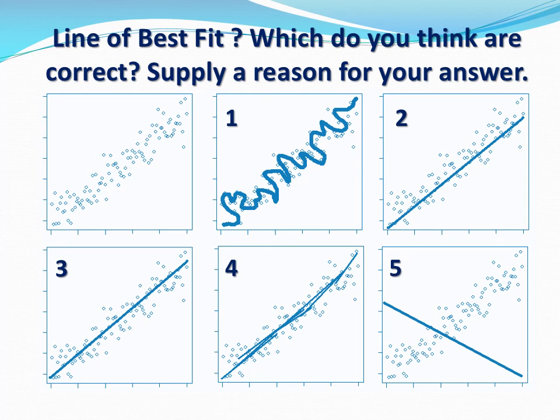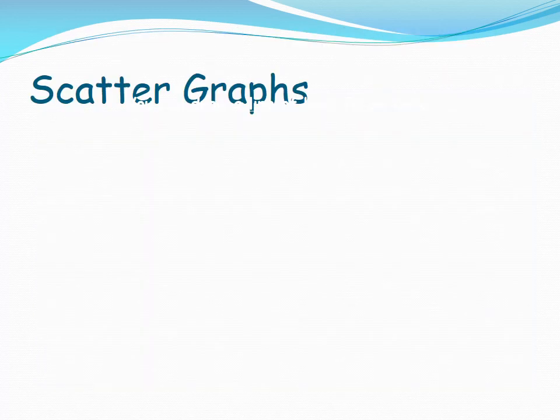The fourth one is not a straight line. The fifth one, it's not showing the trend of the points, of the relation between them. So I can accept here the second and the third lines, but of course the third is better.